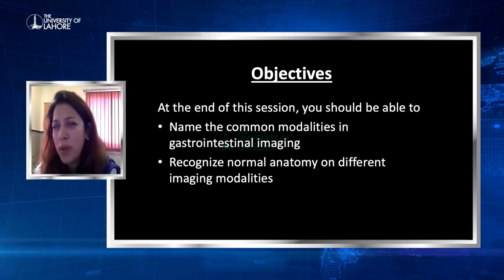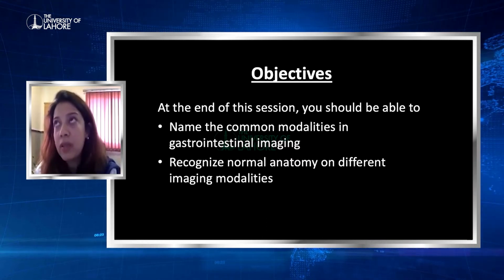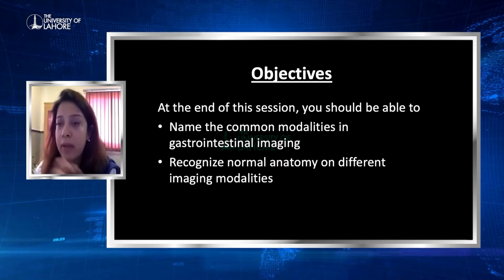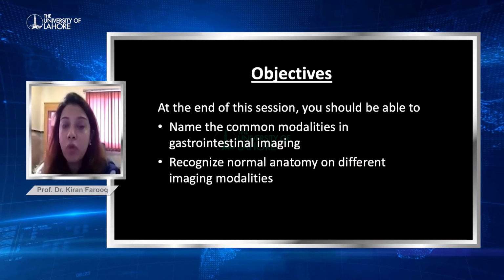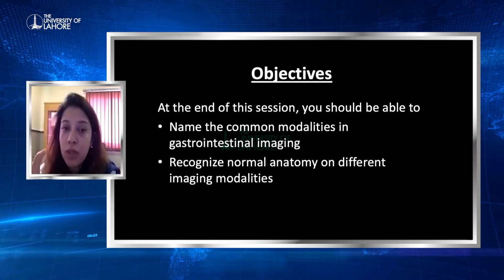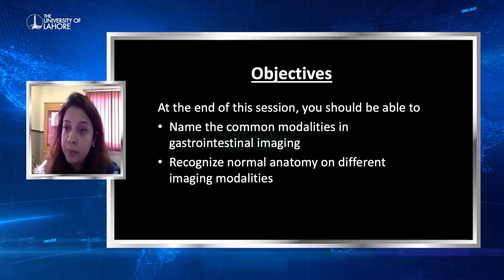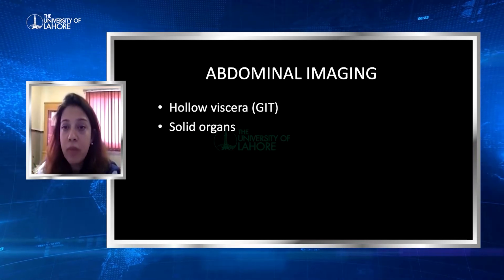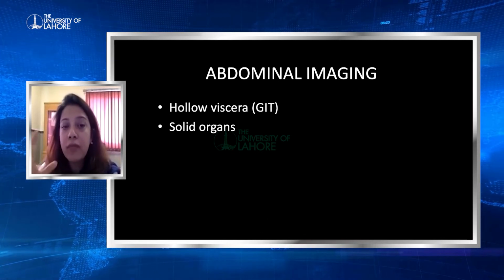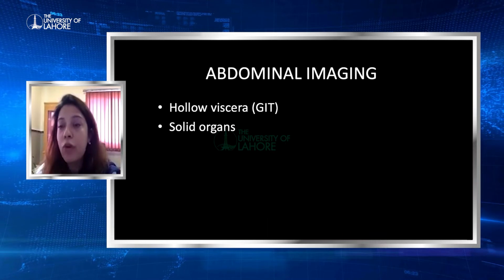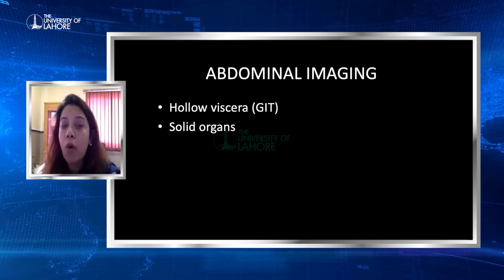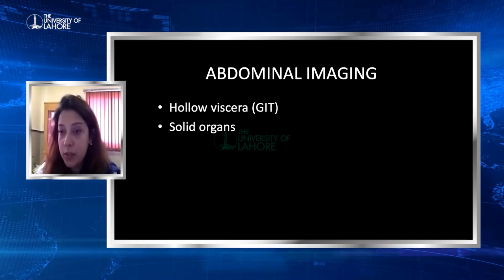I'll be showing you one or two slides about a very common pathology, but my emphasis is basically to tell you how the normal imaging looks and for what diseases you should ask for what modality. Basically, abdominal imaging can be divided into two: the hollow viscera, that is the GIT, and the solid organs. I have not included the kidneys and the reproductive organs in this presentation.